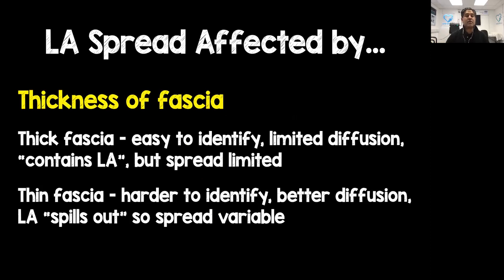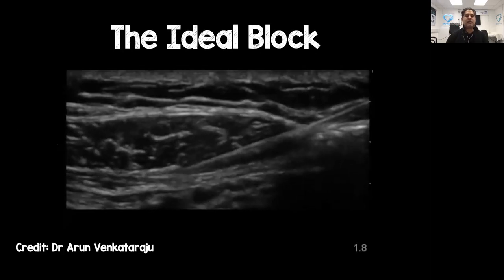So local anaesthetic spread can be affected by the thickness of the fascia. Thick fascia is easy to identify in ultrasound, but would limit diffusion. And as we said before, it contains local anaesthetic, like in the rectus sheath block, keeping it localized and limiting spread. With thin fascia, it may be harder to identify the sonographic landmarks. But actually, if it's a thin fascia, it may allow diffusion of local anaesthetic much better, so local anaesthetic spills out of the area.